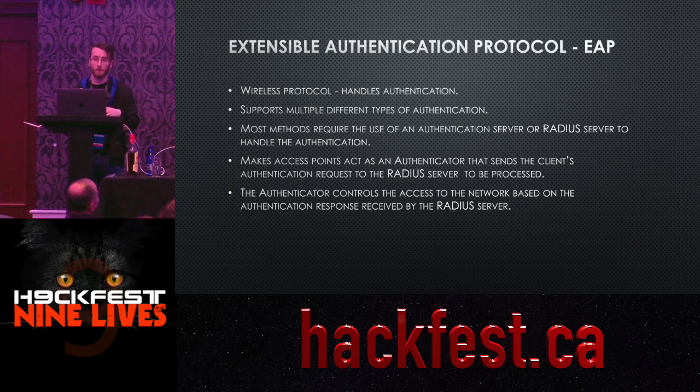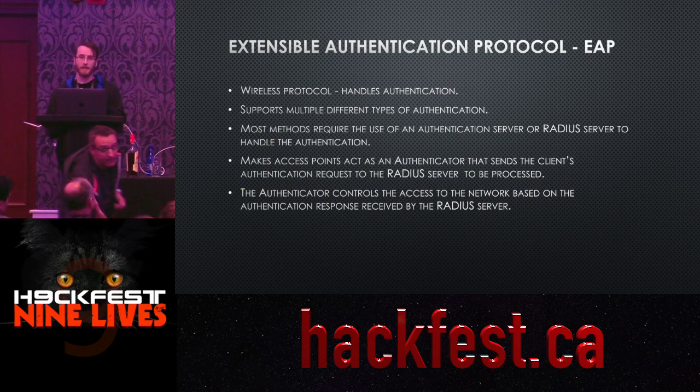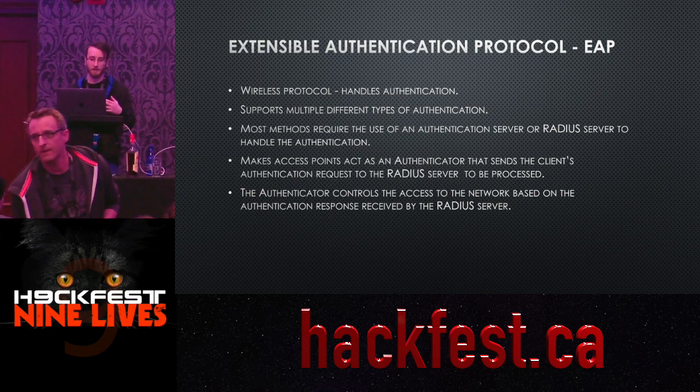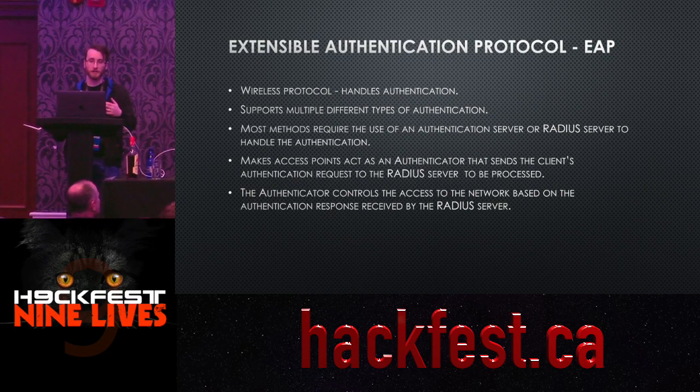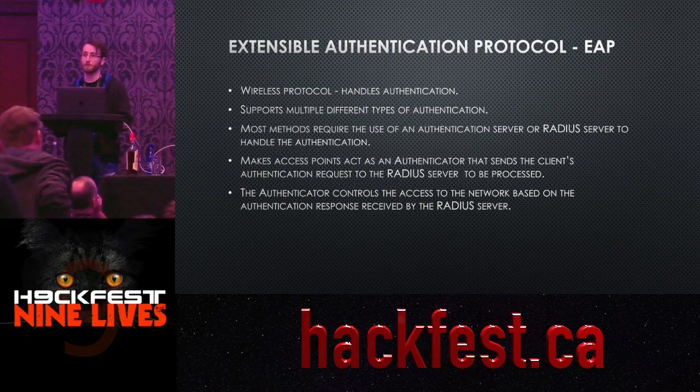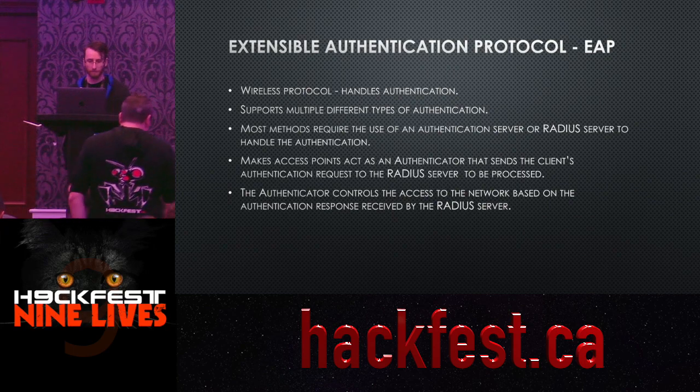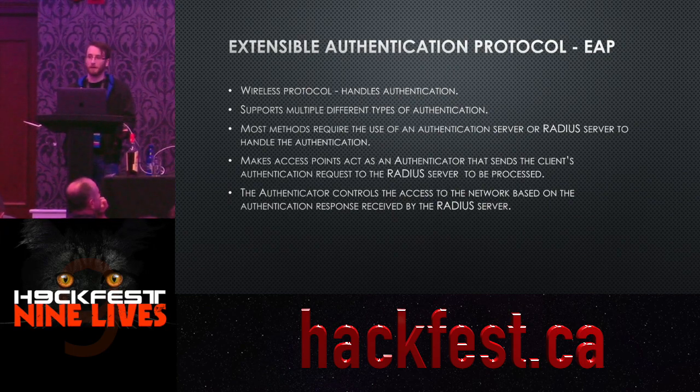Once this is all done, the next set, authentication, EAP packets occur, which is the Extensible Authentication Protocol. Like I said, it handles authentication. There are many different types of authentication that it supports, ranging from credentials to tokens to TLS certificates. Most of these methods require a RADIUS server, which handles the authentication for the access point. This makes the access point, in turn, act as an authenticator, which is basically like a man-in-the-middle device: when a client sends a request, it takes that authentication information, those EAP packets, and sends them to the RADIUS server.